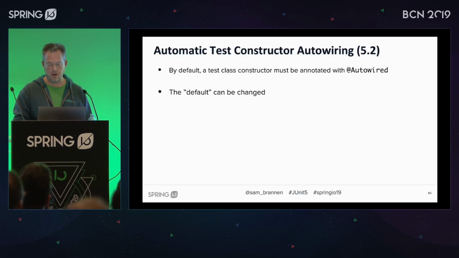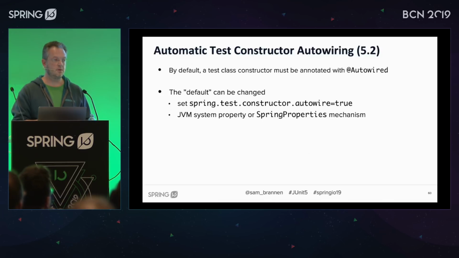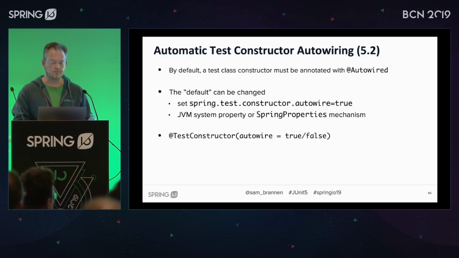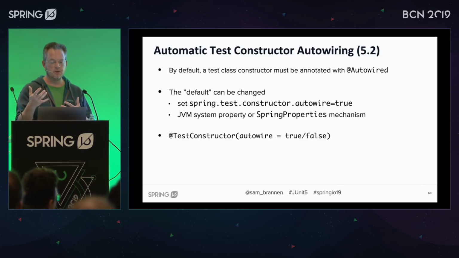This is a global default now. You can do this by setting the spring.test.constructor.autowire flag to true. It is by default false. You can do that via JVM system property or the Spring properties mechanism, which is a spring.properties file in the root of the class path. Or you can override on a particular class level with @TestConstructor autowire is true or autowire is false to change whatever the default is for this particular class.